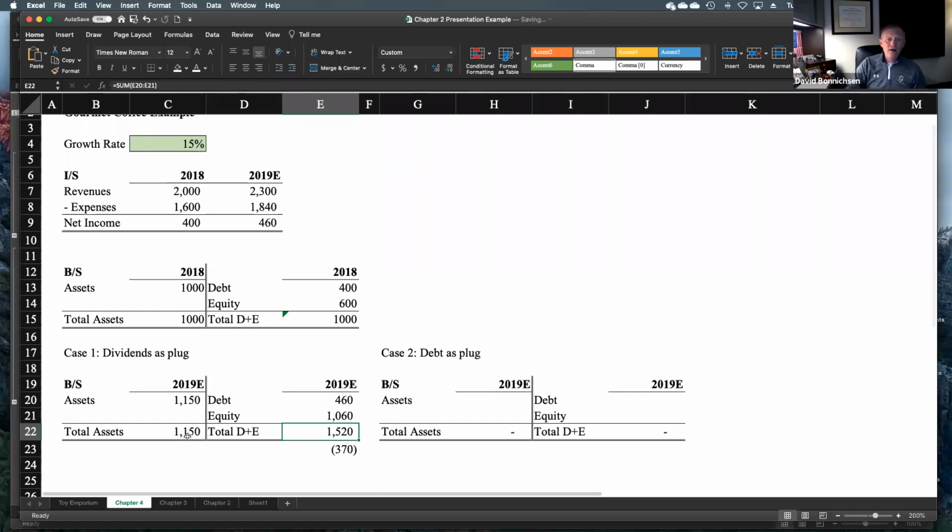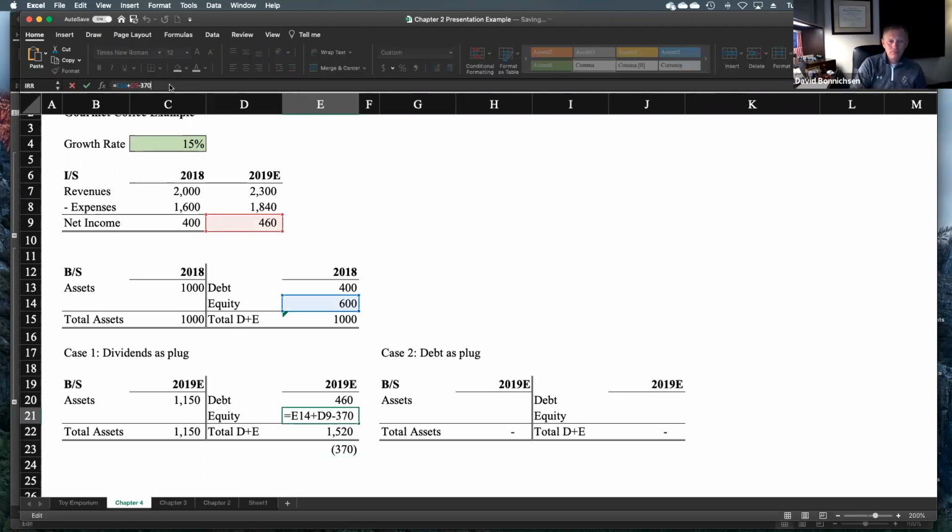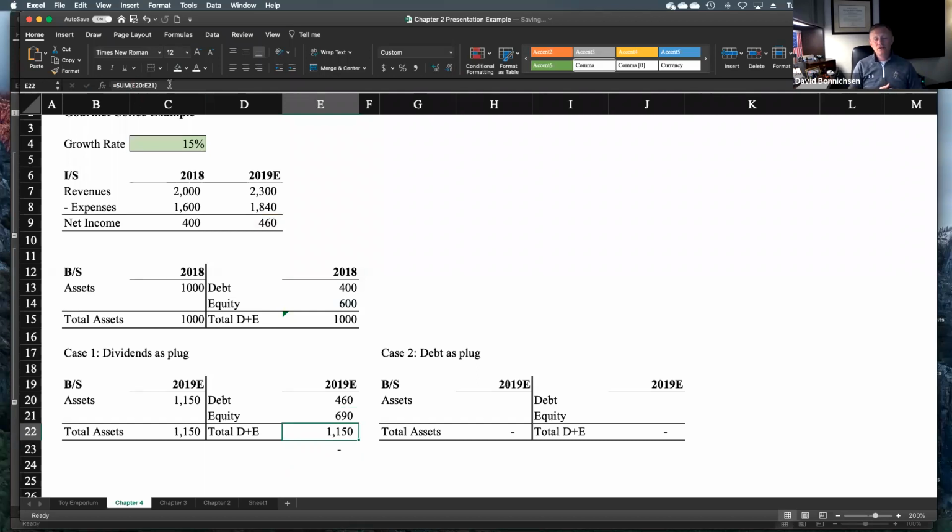However, now we're out of balance. So if we're using dividends as the plug, it means that we have to pay $370 in dividends in order to force the balance. And if we pay $370 in dividends, now we're in balance. I'm going to stop there and ask for questions. This is a very important relationship that you need to understand.